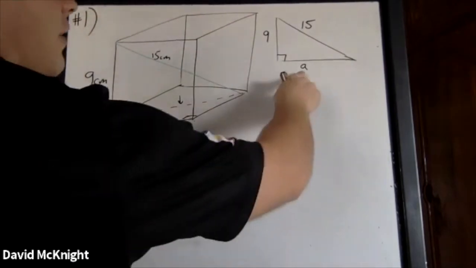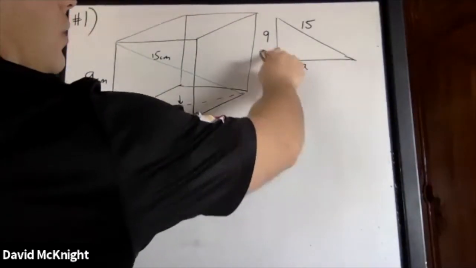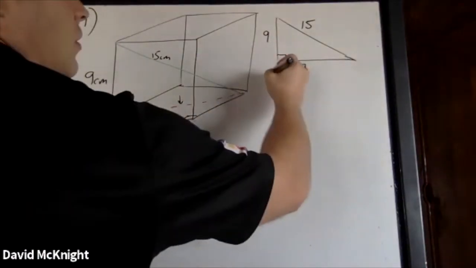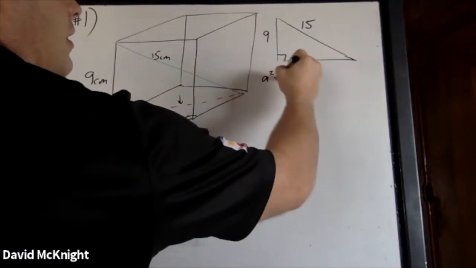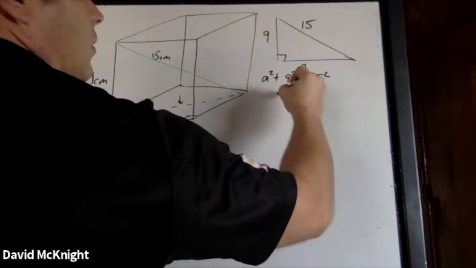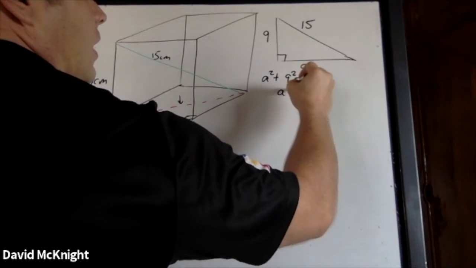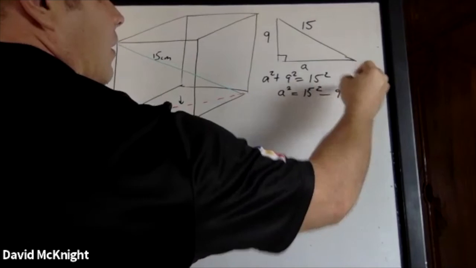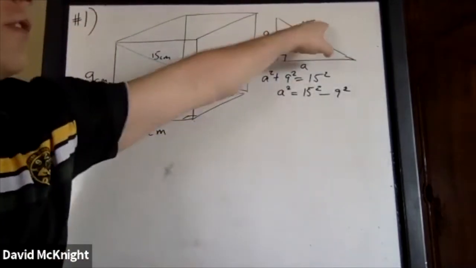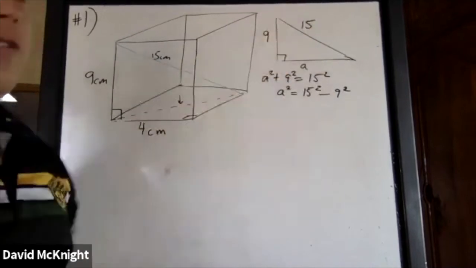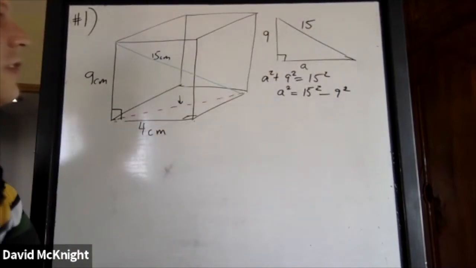So we know Pythagorean's theorem says that the sum of the squares of the base is equal to the square of the hypotenuse. So A squared plus 9 squared is equal to 15 squared. So A squared is equal to 15 squared minus 9 squared. We can't say that 9 squared plus 15 squared is equal to the square of the other side. The hypotenuse has to be the largest side.